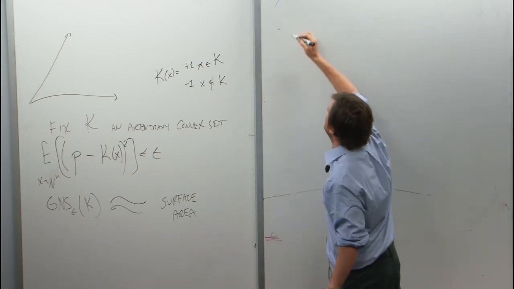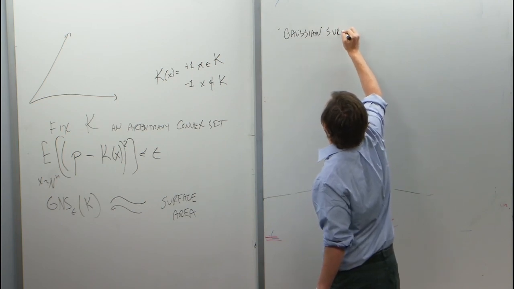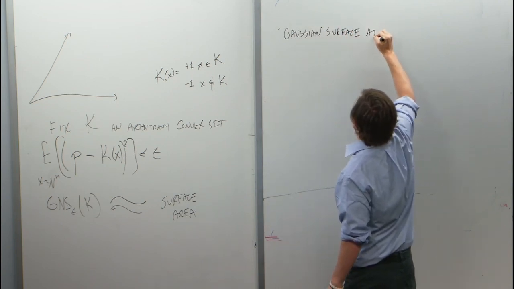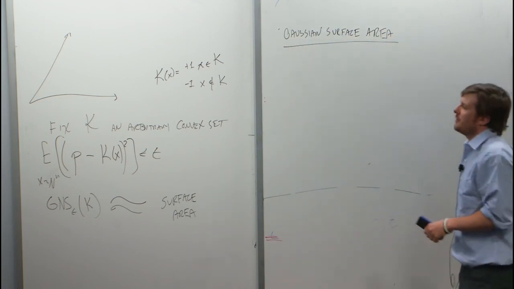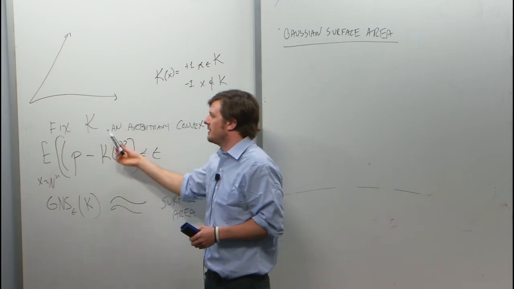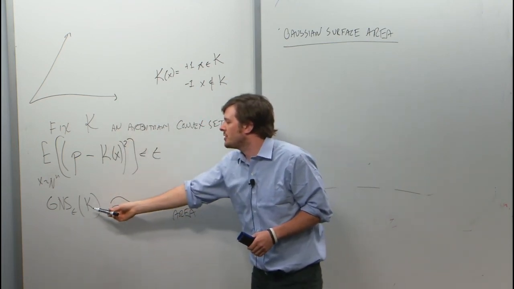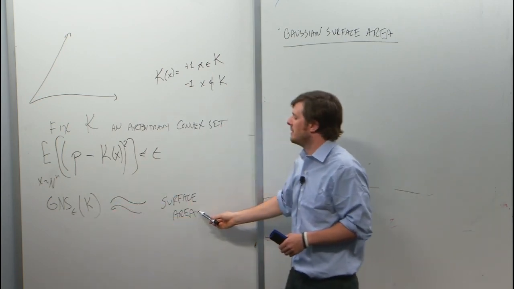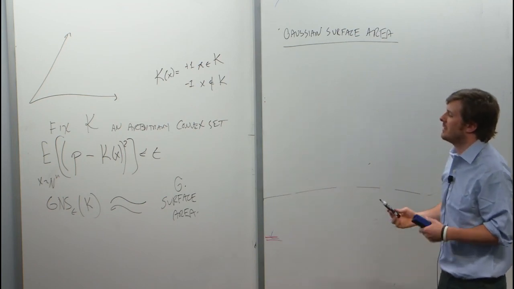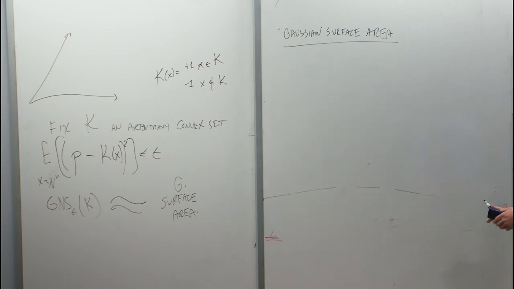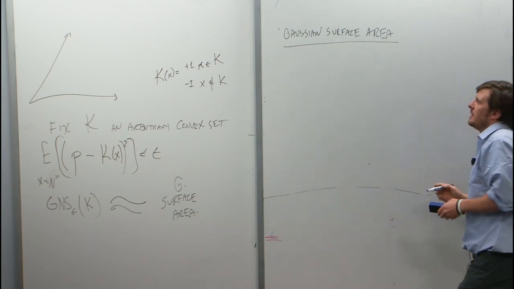And that leads me to the definition of Gaussian surface area. Because instead of analyzing the Gaussian noise stability of a convex set, the characteristic function of a convex set, we're going to reduce Gaussian noise stability to bounding Gaussian surface area. And then we'll be able to make use of some results on Gaussian surface area of various convex sets. So what is Gaussian surface area?